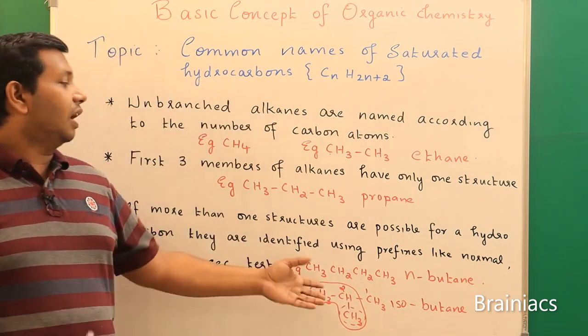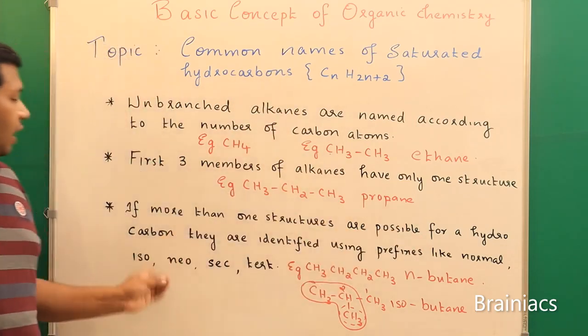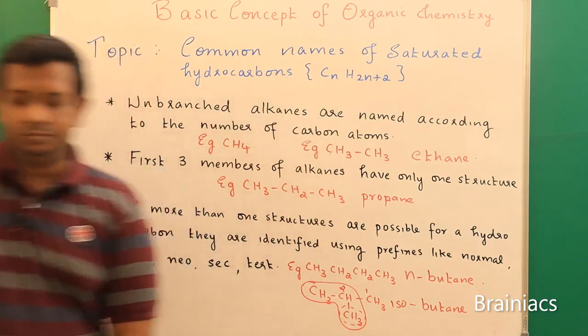Next we will see how different structures get assigned normal, iso, neo, secondary, tertiary to these compounds.